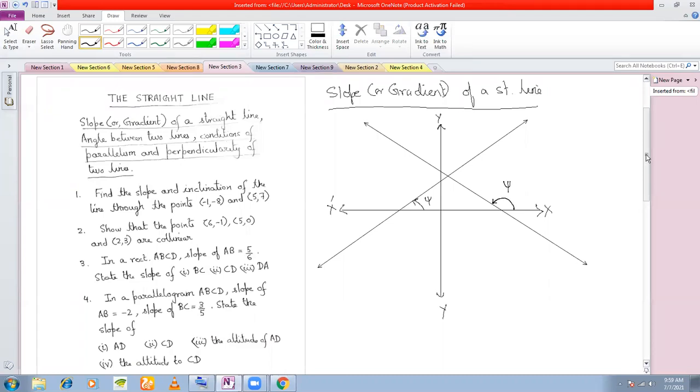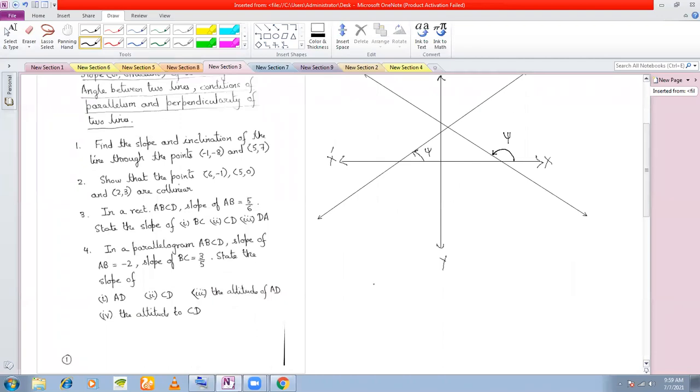okay? Any way you take it, slope of the straight line is denoted by m. It is nothing but the tan of this angle psi. Okay, if you remember, this is what I told you last year. This is the basic definition of slope.